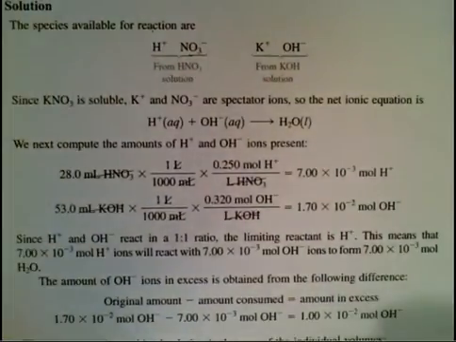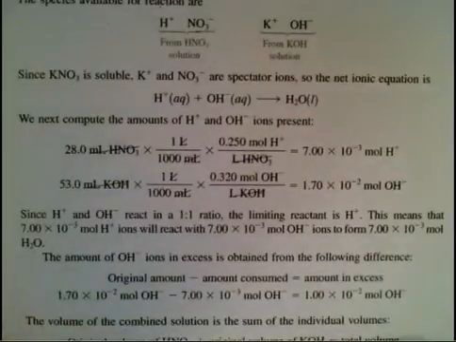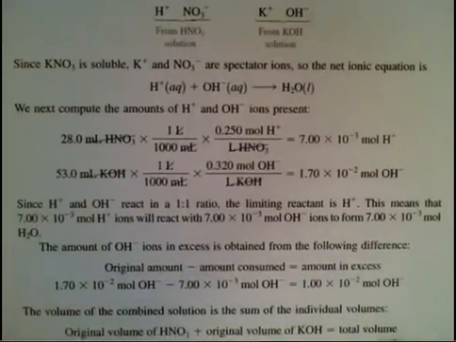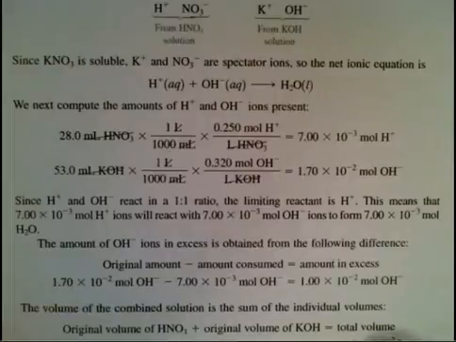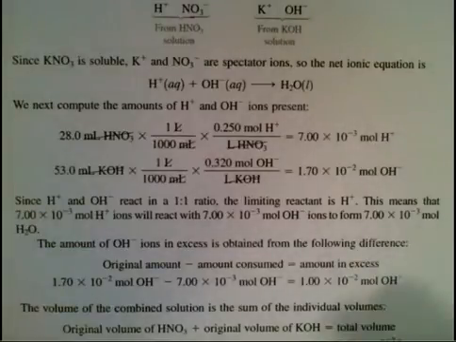And so the species available for reaction are H+ and NO3-. That's coming from the hydrogen nitrate, right? We also have K+ and OH-. That's coming from the potassium hydroxide. And since potassium nitrate is soluble, the K+ and the NO3- are spectator ions. So the net ionic equation ends up being H+ in the aqueous phase and OH- in the aqueous phase. They react to yield H2O in the liquid phase.